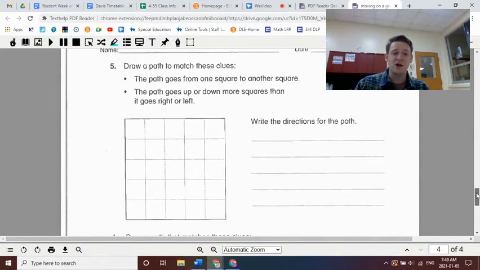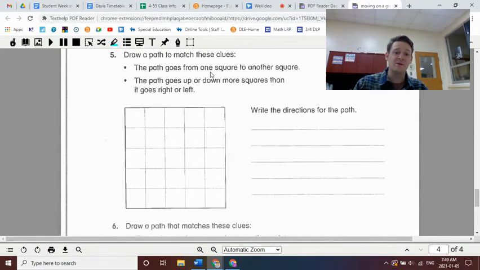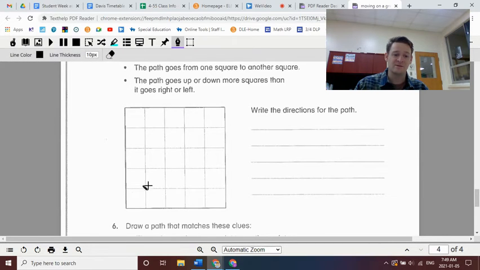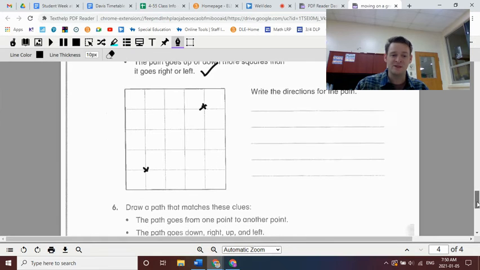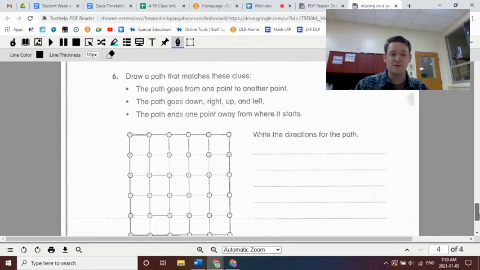On the last page, draw a path to match these clues. The path goes from one square to another. The path goes up or down more than it goes left or right. Write directions for the path. What I might do is indicate where I'm starting and where I'm finishing. And then I'd have to work out a path that fits this criteria where we go up or down more than we go left or right. Lots of different ways you could answer that question.